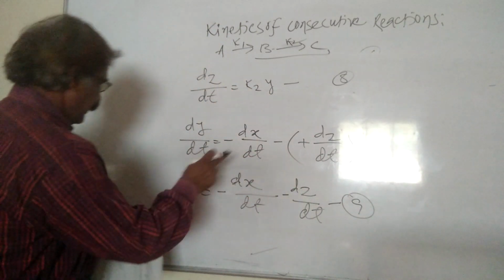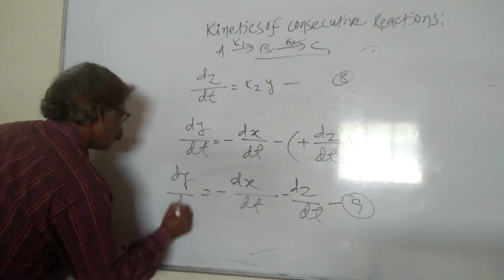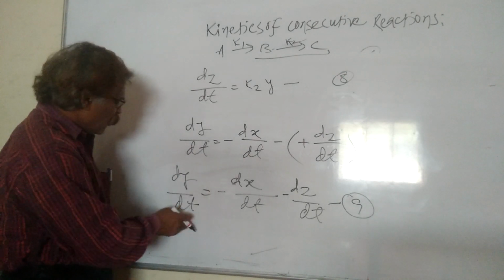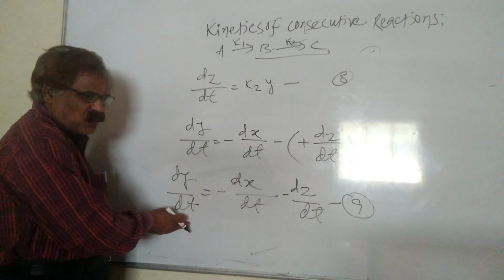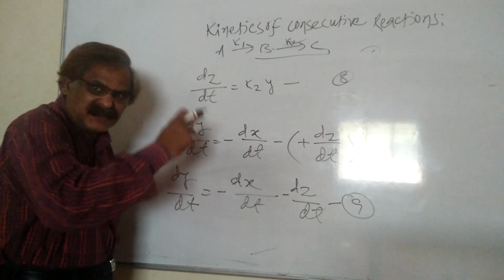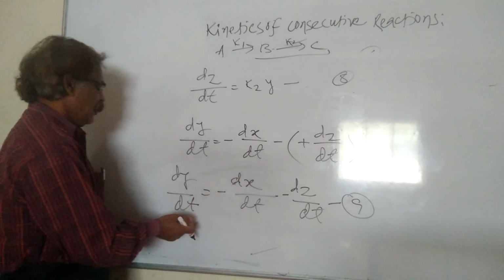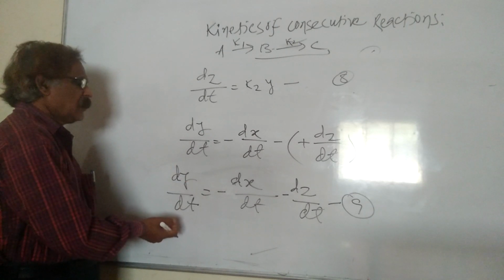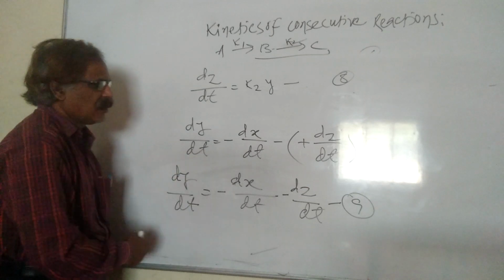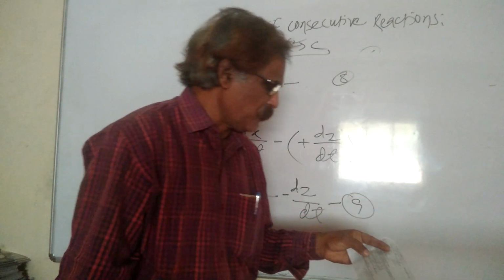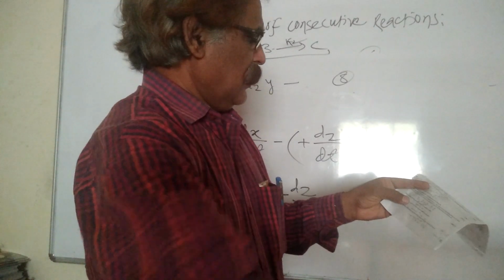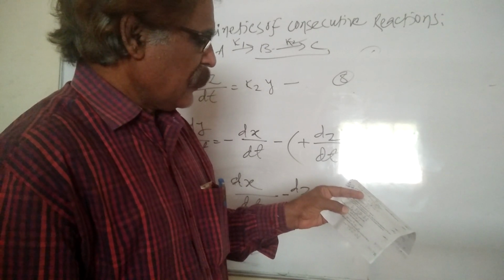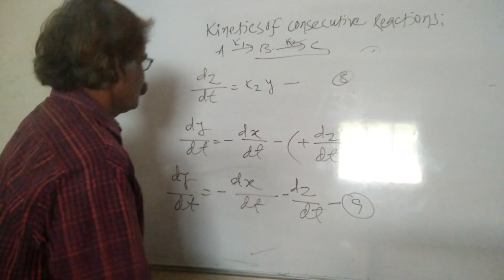So what is dy upon dt? dy upon dt gives us the rate at which B accumulates in the reaction mixture. So the rate of formation of B, in other words, is equal to minus dx upon dt minus dz upon dt. Let us suppose this is equation number 9. Now substituting equation number 3 and equation number 8 in equation number 9.